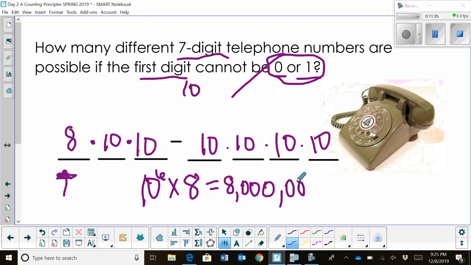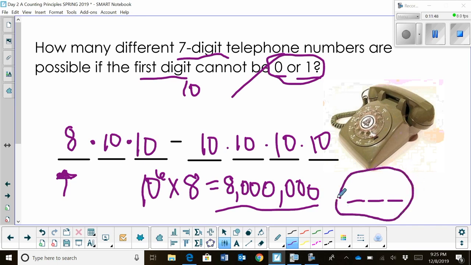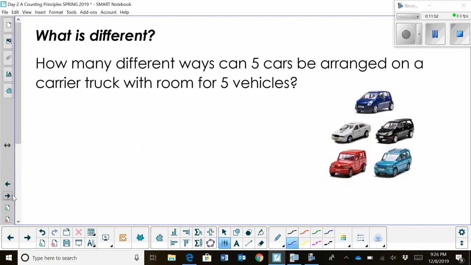Now, as you know, there are probably more than 8 million phone numbers in the world. So we have to add area codes that are 3 digits, and that adds a whole bunch more possibilities. So you could figure that out too if you wanted to. Okay, let's see how this problem's slightly different, but we can still use the counting principle.